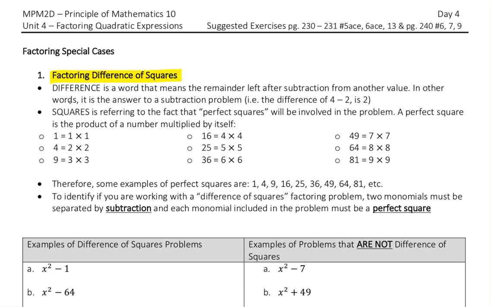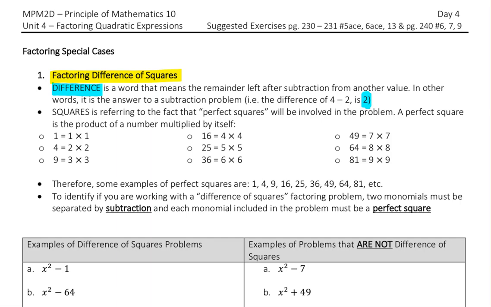First thing first, we should know this by now, but difference is a word that means the remainder left after subtraction from another value. In other words, it's the answer to a subtraction problem. So if you had 4 minus 2, the difference between those two values is 2. So whenever you're thinking difference, I want you to think about subtraction. Is there subtraction involved in your problem, yes or no?